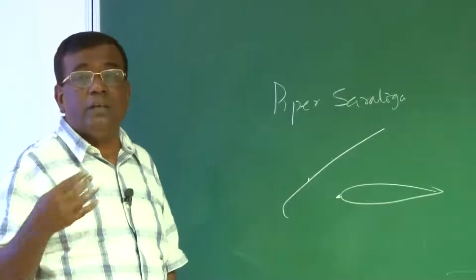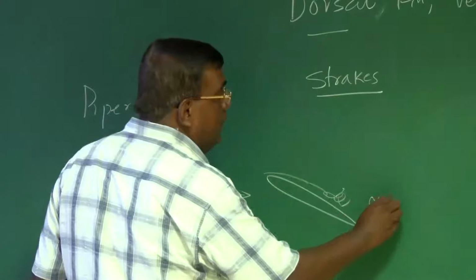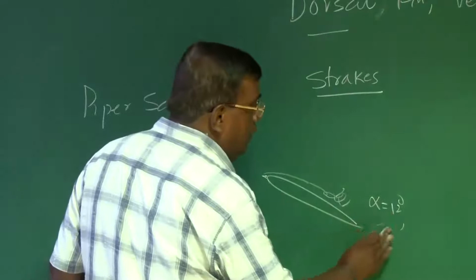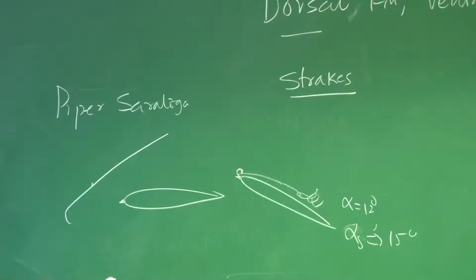What is the advantage of it? If this airplane is supposed to stall at 12 degrees, this is alpha 12 degrees, if I put a strake here, the stall alpha may become 15 degrees, because it generates a vortex which carries energy and gives energy to the fluid, so it delays the stall. So that is leading edge strakes.